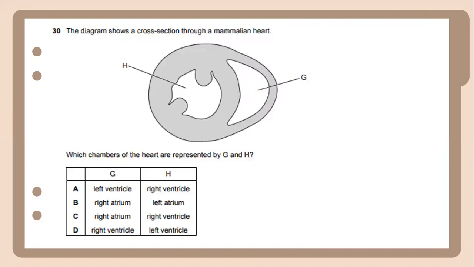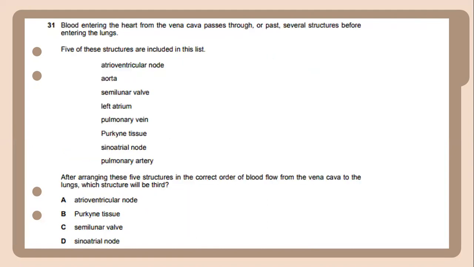Number 13, the diagram shows a cross-section through a mammalian heart. Which chambers of the heart are represented by G and H? The answer is G is the right ventricle and H is the left ventricle.